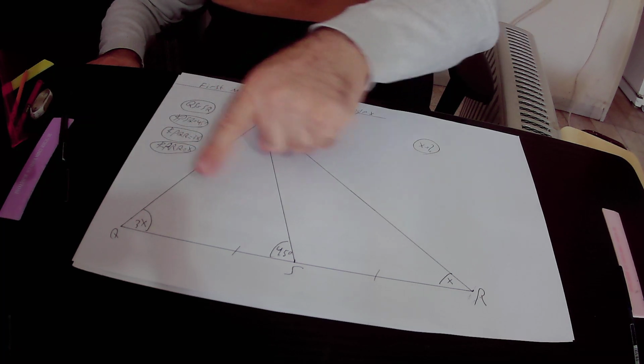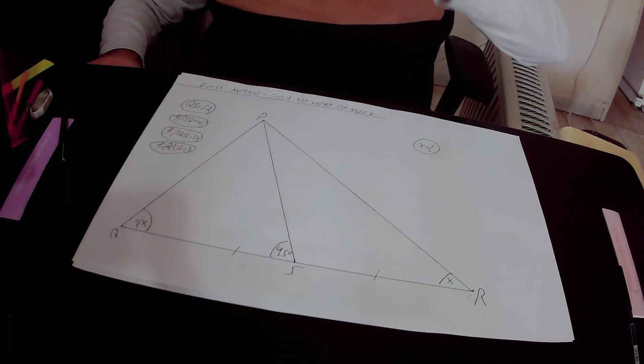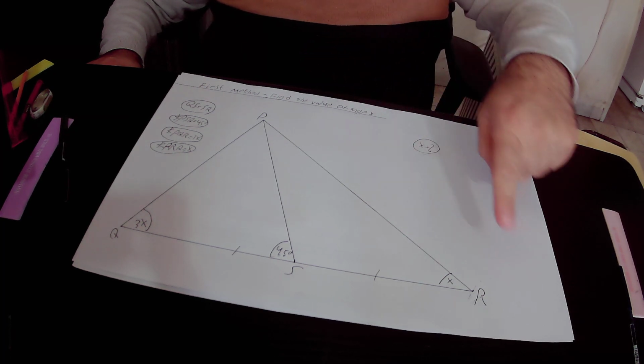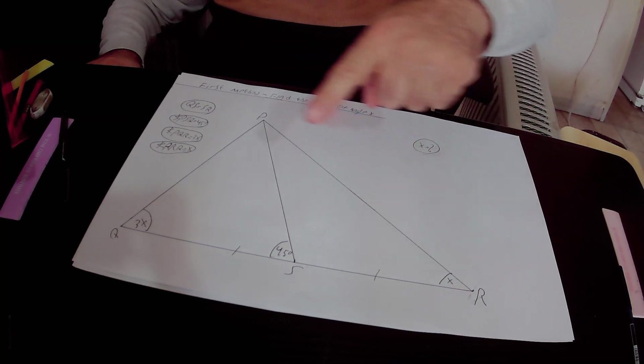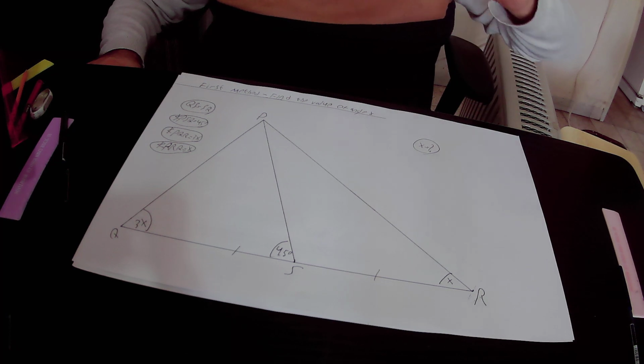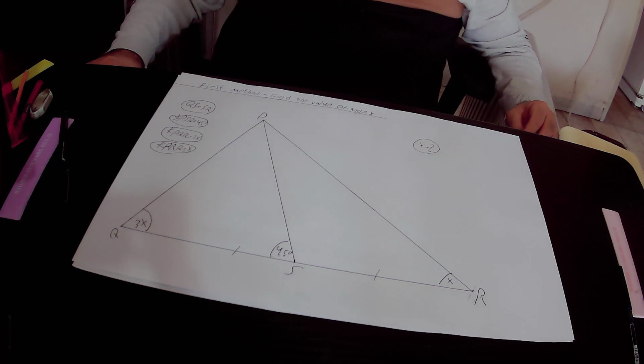Angle PQR equals 3x. Angle PRQ equals x, and we want to find out the value of angle x.